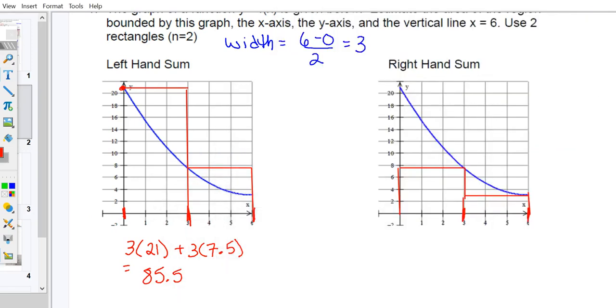Okay, so now let's do the left. I've got a width of 3, and this rectangle has a height, I'm going to say a height of 3, and then 3, and this one has a height of, let's go with that 7.5 again, because it's the same y value at 3.